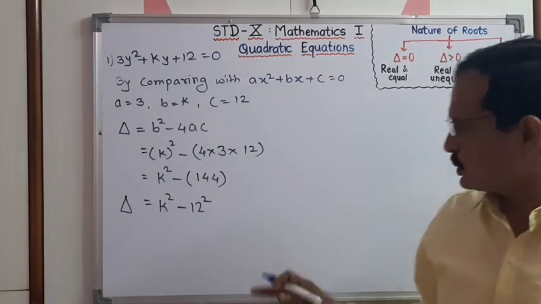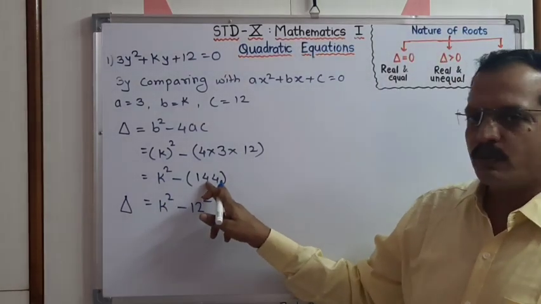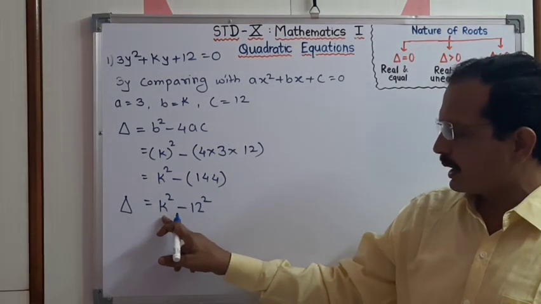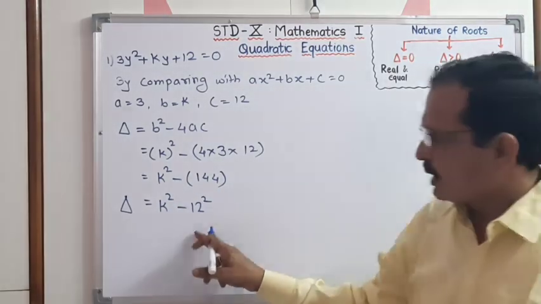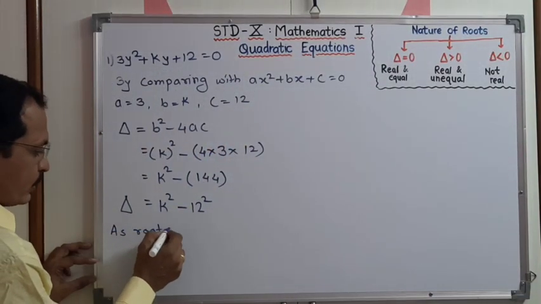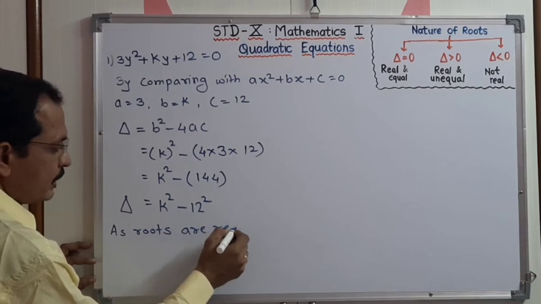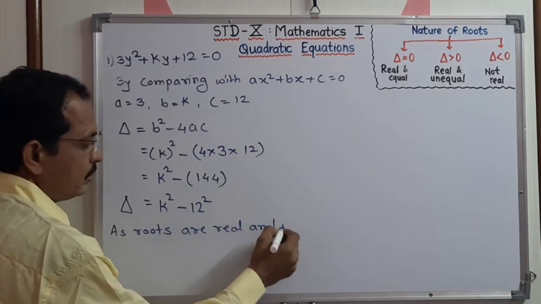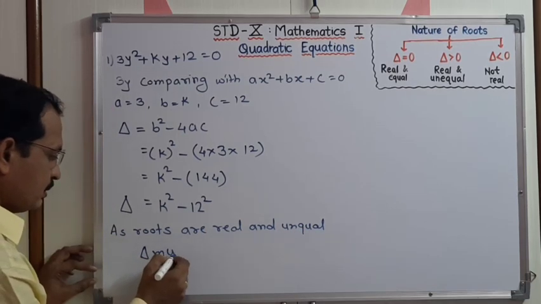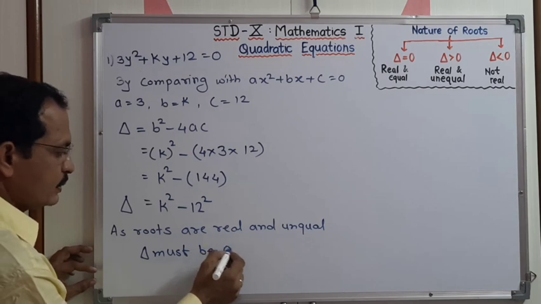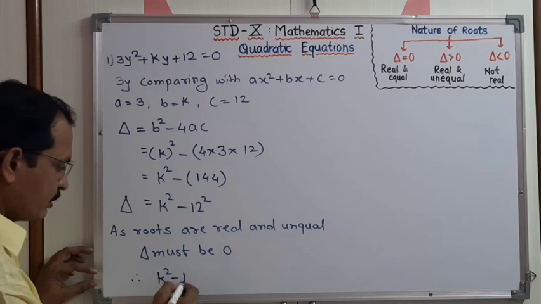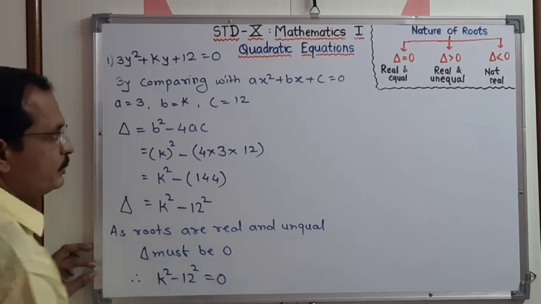I think everyone understood this. k square minus 144, which is the square of 12. Therefore I write it in the form of a square, that is k square minus 12 square. This is the value of delta. As we know that roots are real and equal, delta must be 0. Therefore, we have to write here k square minus 12 square is equal to 0.